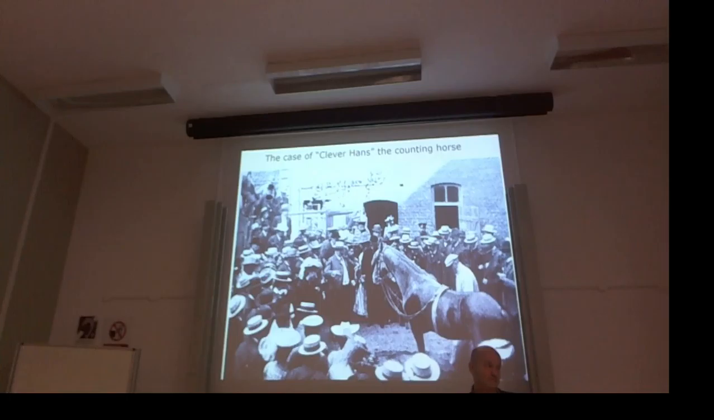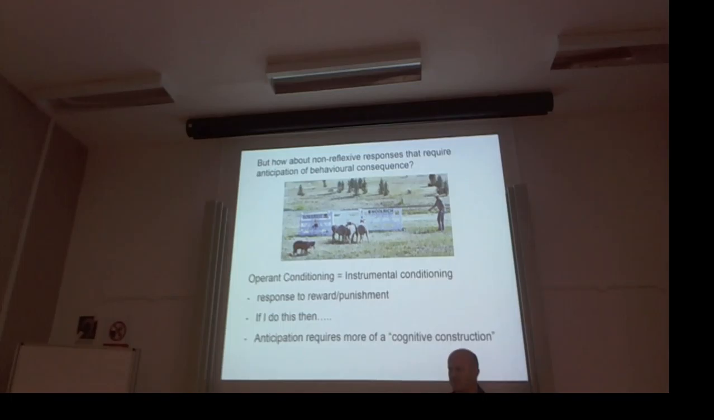But how about less reflexive responses? Because salivation, you could argue, is a very reflexive response. It's the body responding automatically. But something that requires some anticipation of the consequences of doing something is another type of conditioning, called operant conditioning, sometimes known as instrumental conditioning. Here, the animal or the person needs to learn that if I do this, then I will get a reward, or I will get a punishment, which is slightly different from just a bodily response becoming associated with a particular stimulus. You've actually got to think forward a little bit, anticipate into the future and think, well, I know if I do this, then I might get a reward. Anticipation, you could argue, requires more of a cognitive construction. It requires you to think about what might happen in the future.